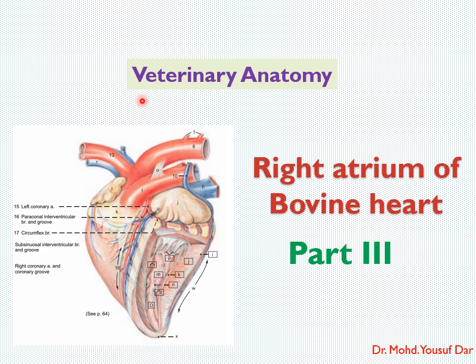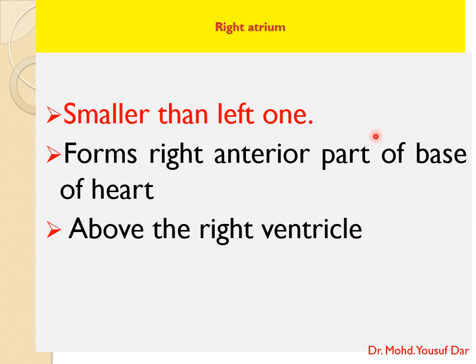So today's topic is the right atrium of the bovine heart. As we know, the heart consists of four chambers: right atrium, left atrium, right ventricle, and left ventricle. Now, the first chamber of the heart is the right atrium. The right atrium is smaller as compared to the left atrium. It forms the right anterior part of the base of the heart, and it is placed above the right ventricle.